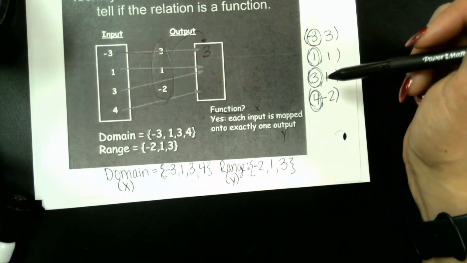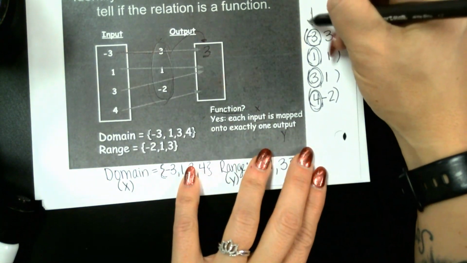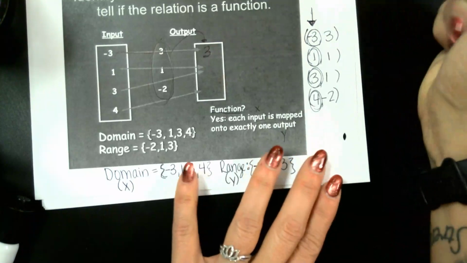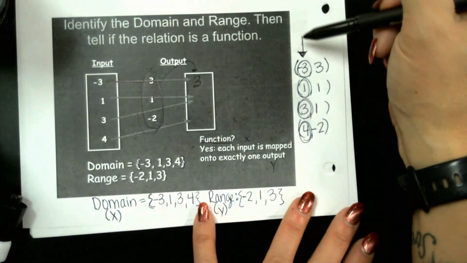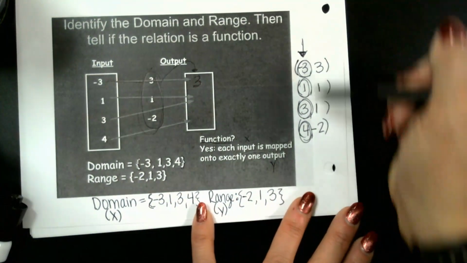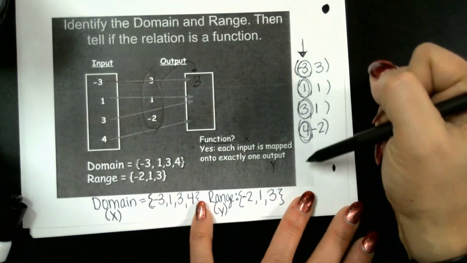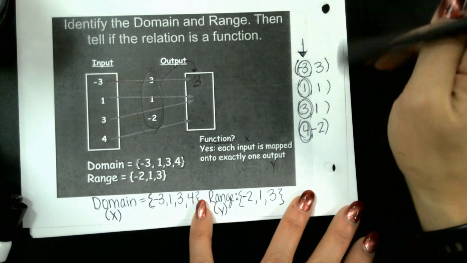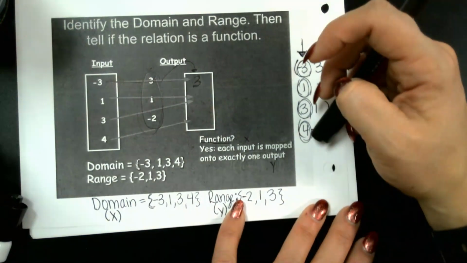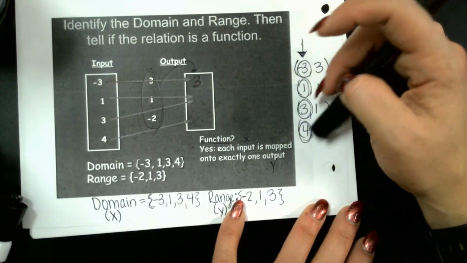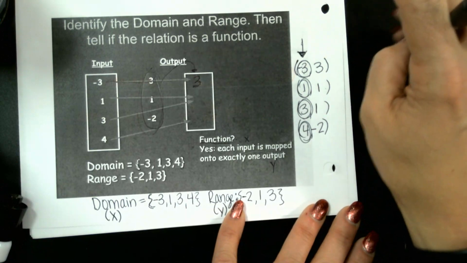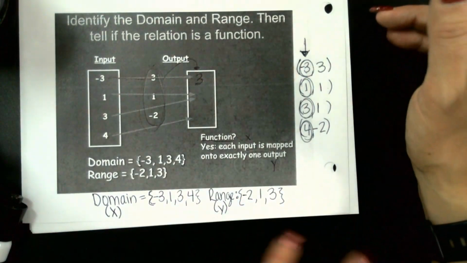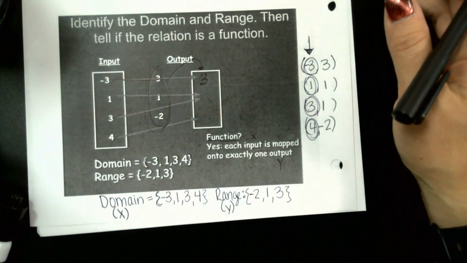Okay? So anytime you're asked if it's a function or not, make sure you start by looking just at the X values. And as long as they're all different, you can automatically say yes. Are we okay? Everybody okay? All right, then you guys can turn the page.